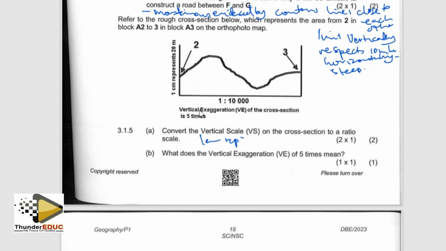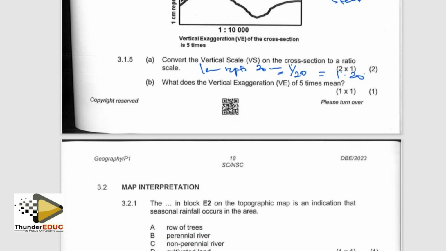What is the vertical scale? It's a representative scale that is given here. So 1 centimeter represents 20 meters. So how do we change this one? This is the same as 1 over 20. And when you change this into the ratio form, it is 1 to 20. So that is the ratio form of the scale.